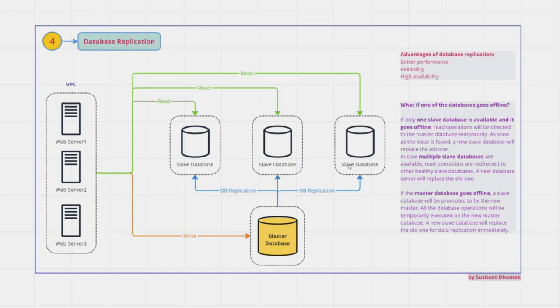The numbers are just random. You can look at this number as maybe there are 10 or 20 slave databases. That is possible, but I'm just putting three here to explain the idea behind it. So whenever a user tries to read any information, this read request will go to a slave database. You can see now the read requests are passed on to a slave.